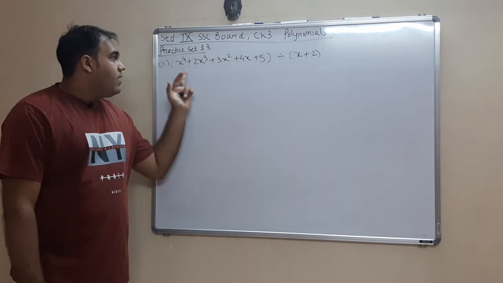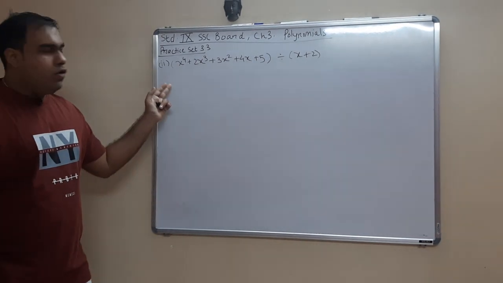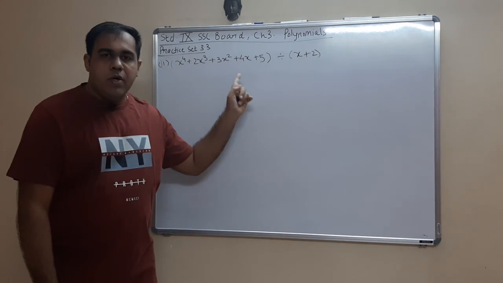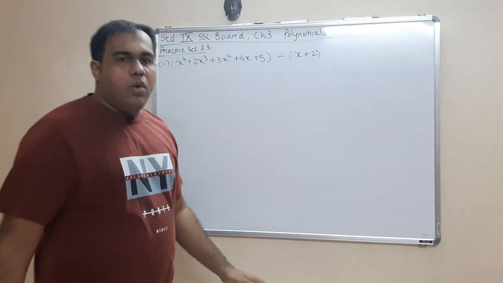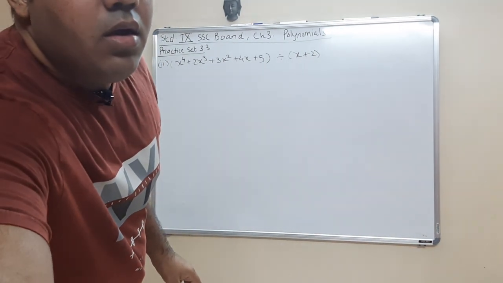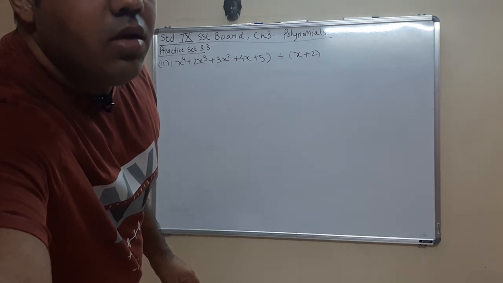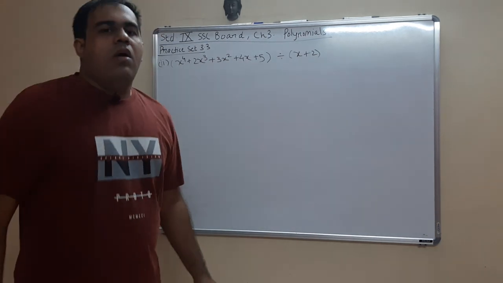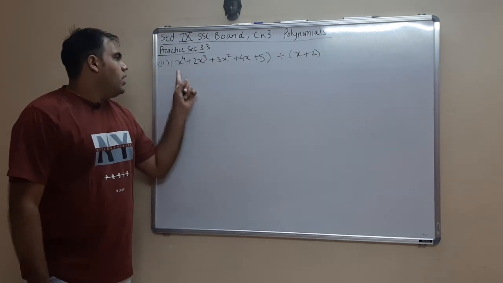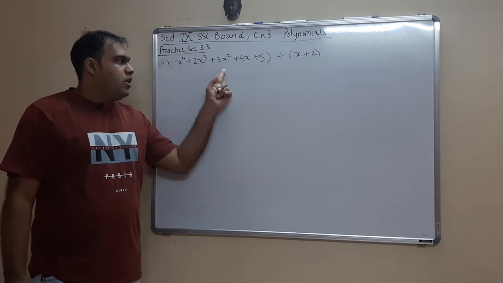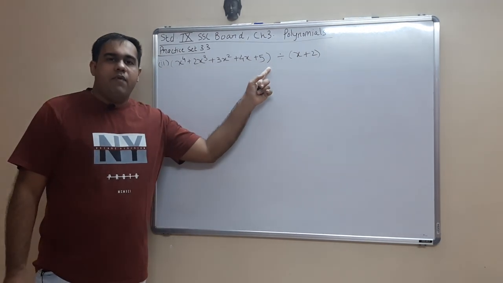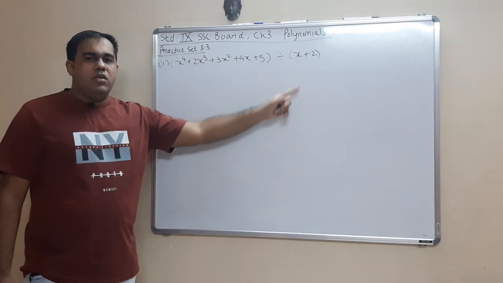We are continuing practice at 3.3, question number 2. If you see the question, it is about division, and I am only going to do it using linear division. Okay, so only linear division here. So here we have the first thing, x raised to 4 plus 2x cube plus 3x square plus 4x plus 5 divided by x plus 2.